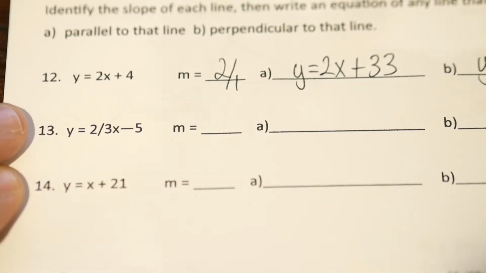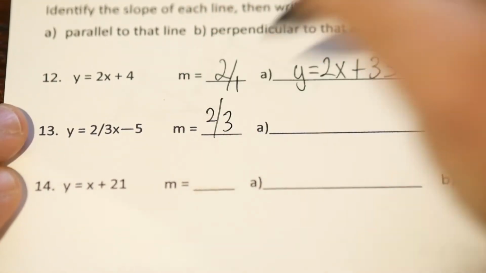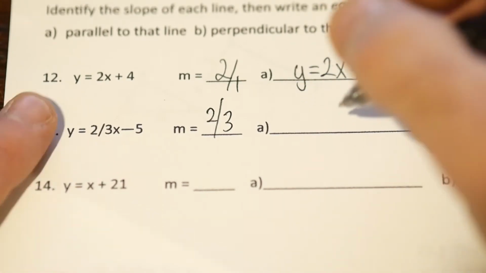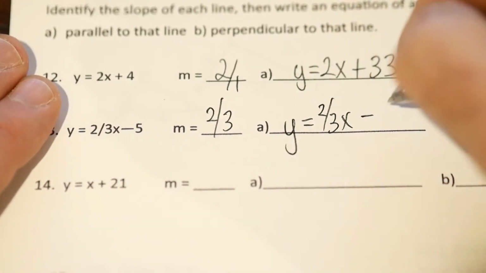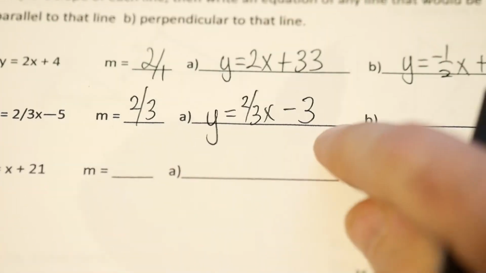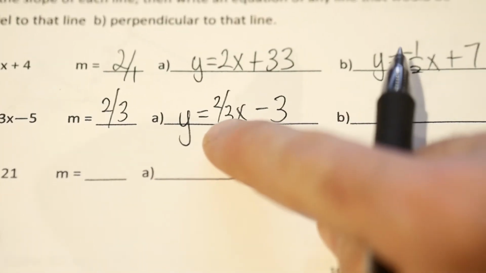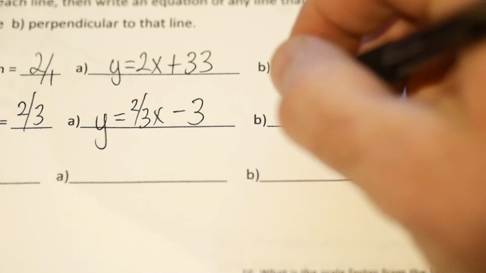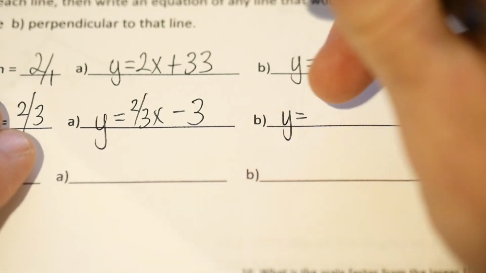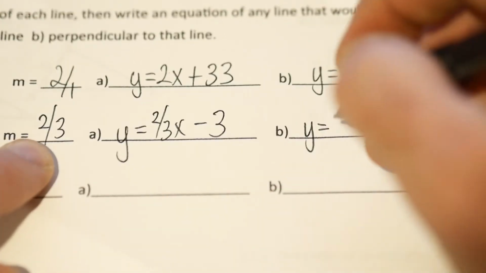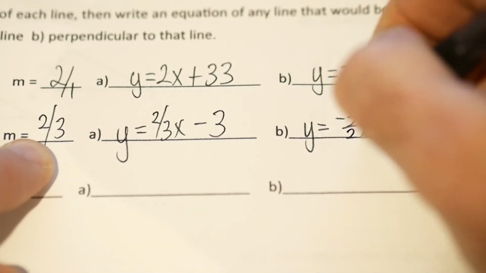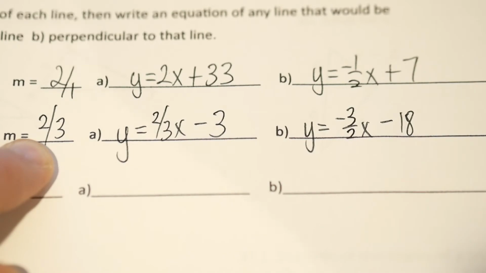Okay, number 13. Slope is 2/3, the number right in front of the x. So for a parallel line, it just needs the same slope, 2/3 x minus 3. And again, the minus 3 doesn't really matter, just that it has 2/3. For perpendicular, now we've got to take this slope, flip these two numbers, and change the sign on the 2/3. So negative 3/2 x minus 18.